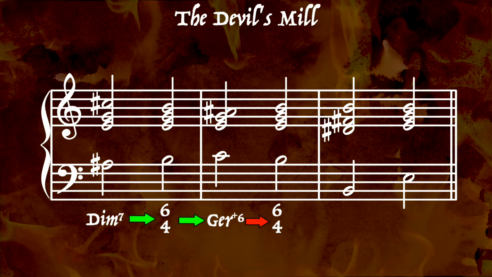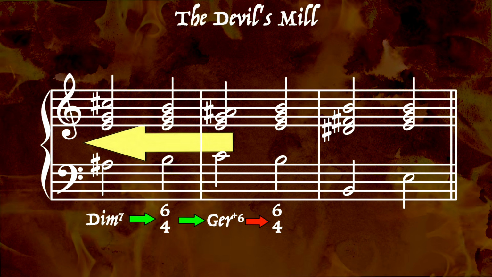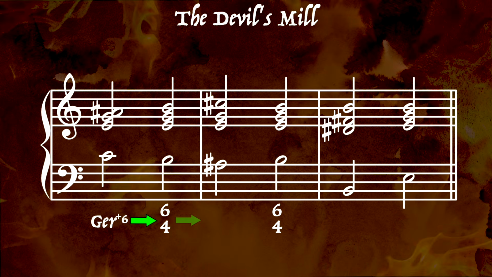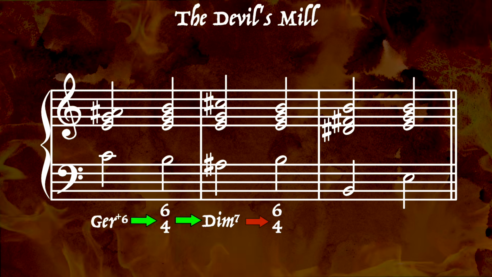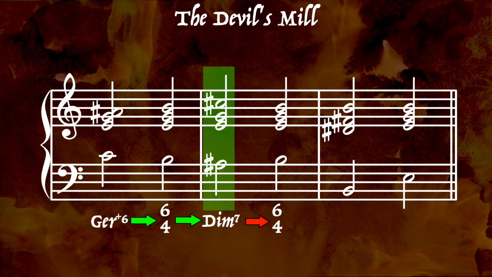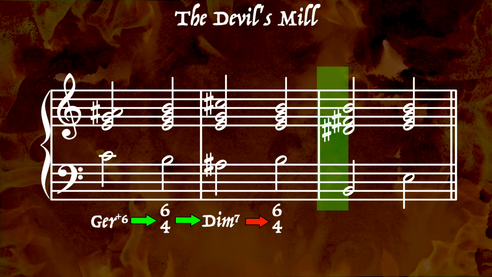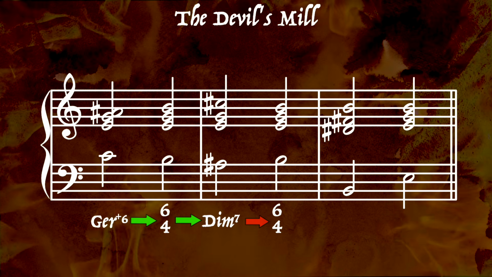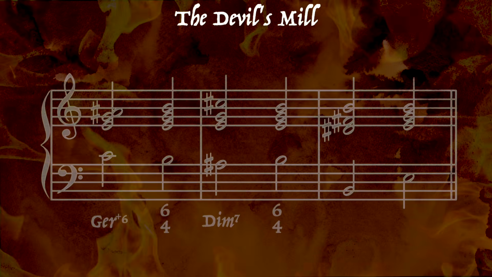And entertainingly, this progression is reversible, as it can start with the German 6th, move to the 6/4, then to the diminished 7th, and then into the cadential 6/4. This leads us to an interesting situation, whereby we can continue this progression chromatically almost indefinitely.